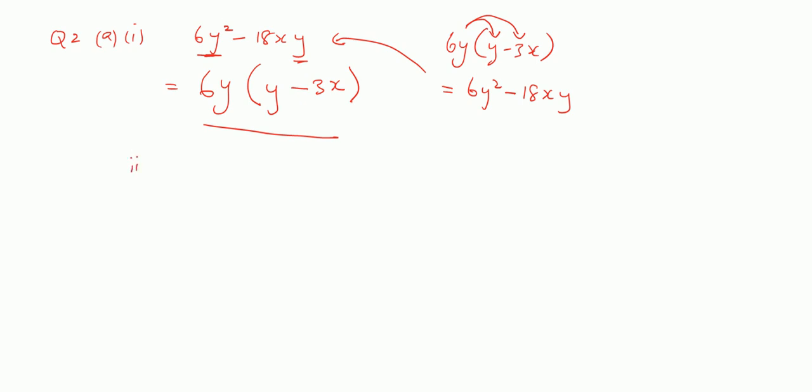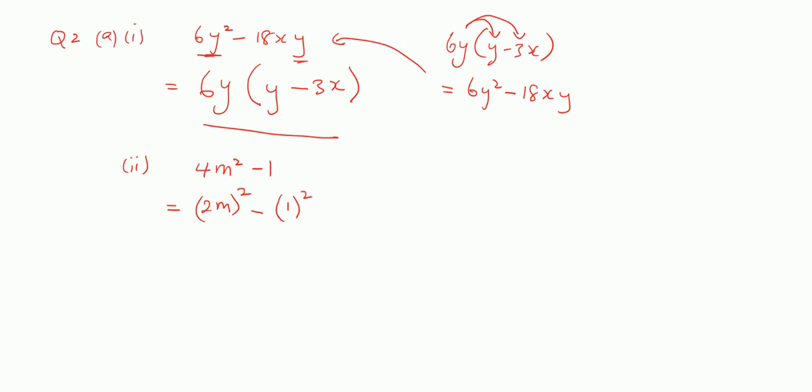Then for part 2, the question asks us to factorize 4m squared minus 1. Alright, just by looking at this, we can tell it's a difference of two squares. So what we do, we write this as 2m squared, because 2m squared will give me 4m squared, minus, and we can write this as 1 squared. So all I'm doing is writing it as a difference of two squares.